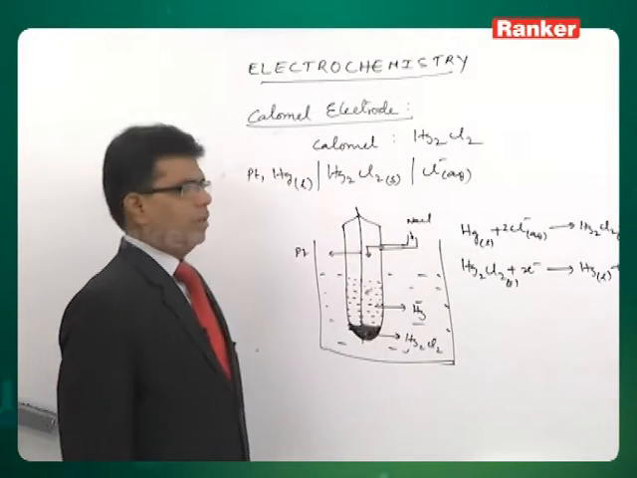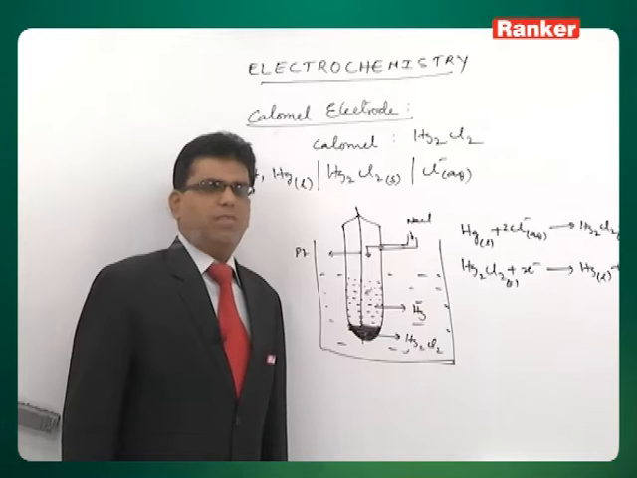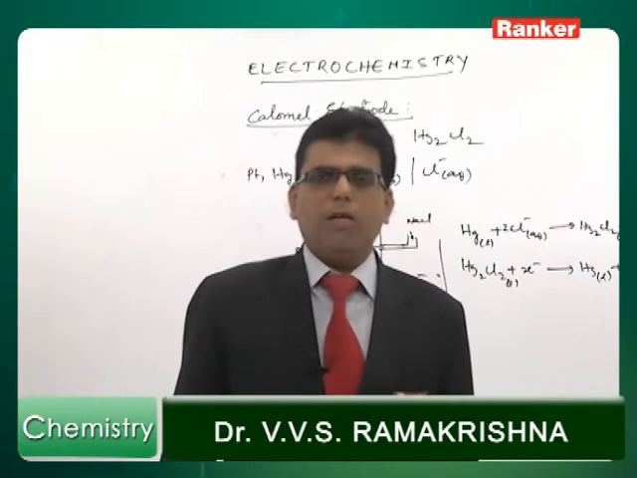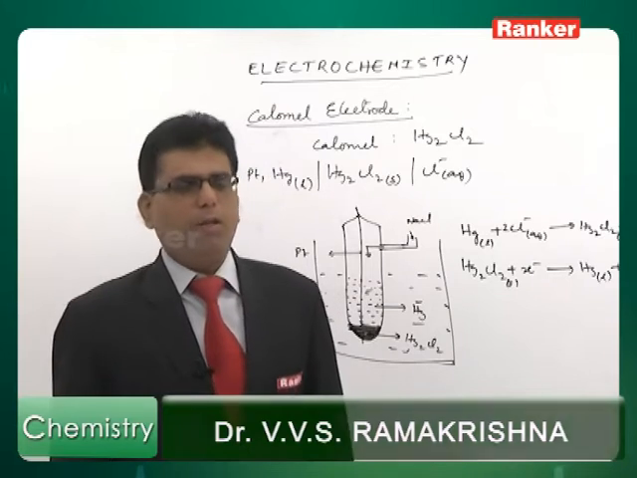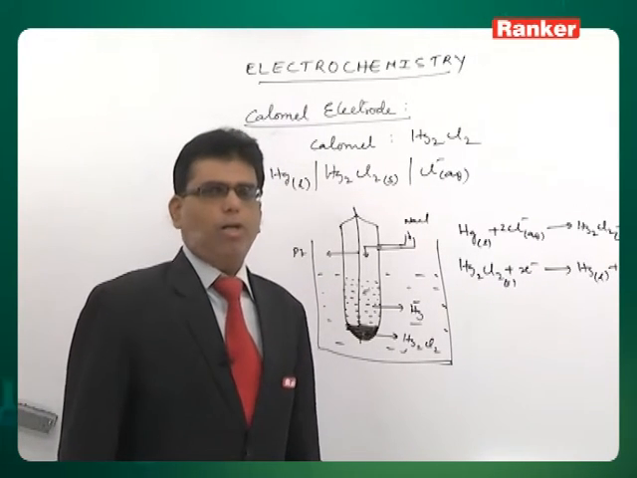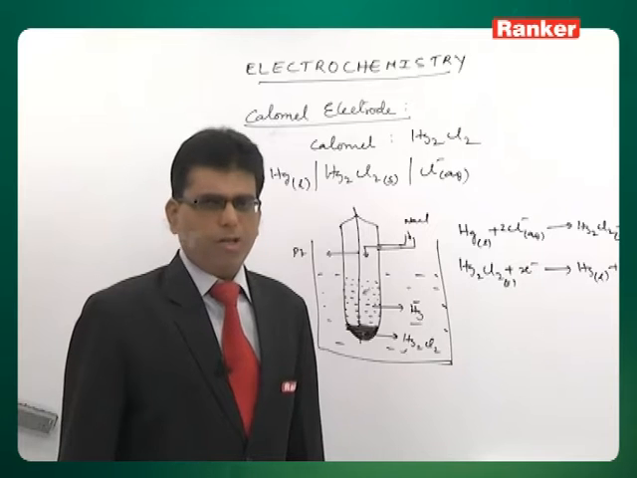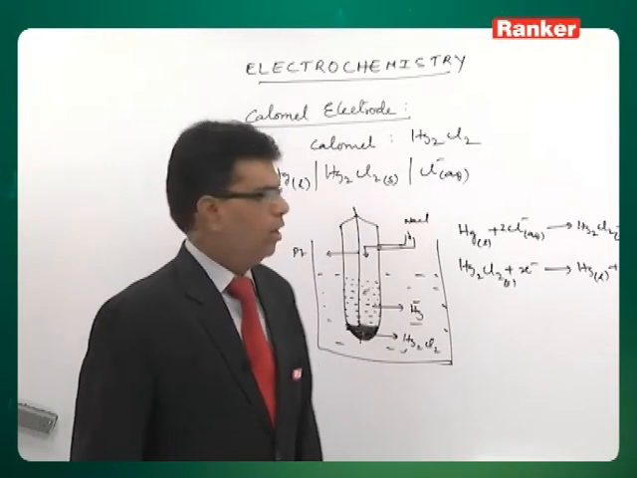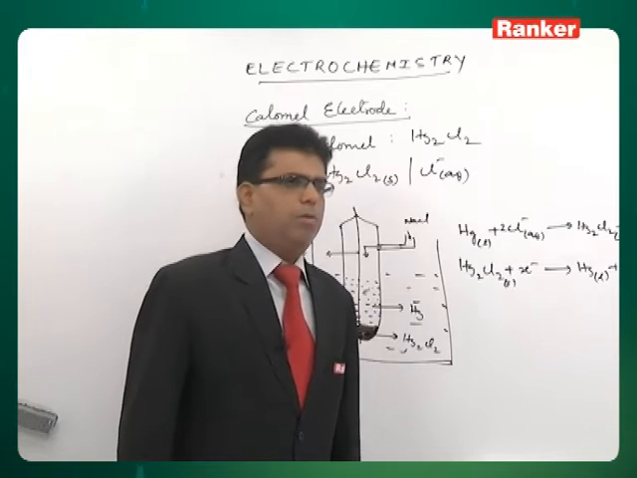So, here once again the concentration of the chloride ion is something very important, on which the EMF of the galvanic cell is entirely dependent, and overall EMF also depends on the solubility product of the sparingly soluble salt. In the case of AgCl, Ksp is of the order of 10 power minus 10, and here it is Hg2Cl2, whatever may be the Ksp value.